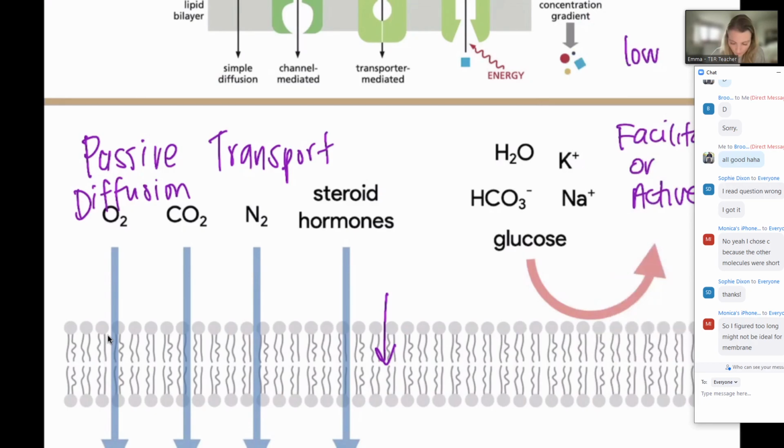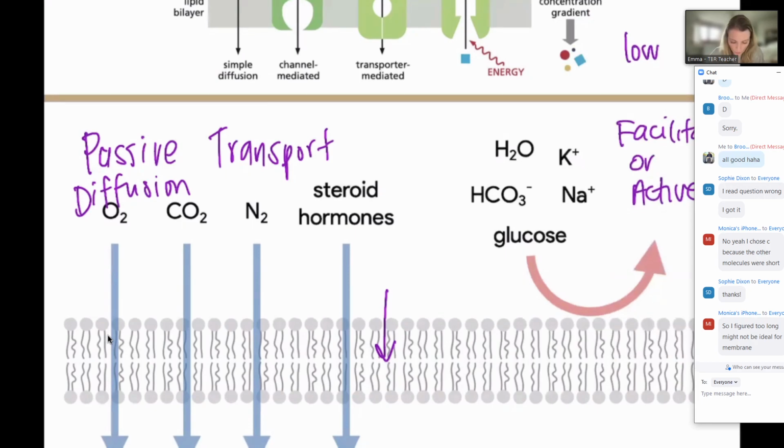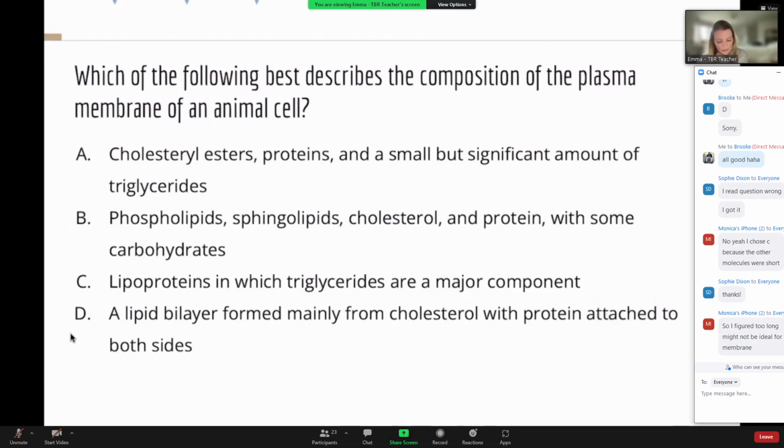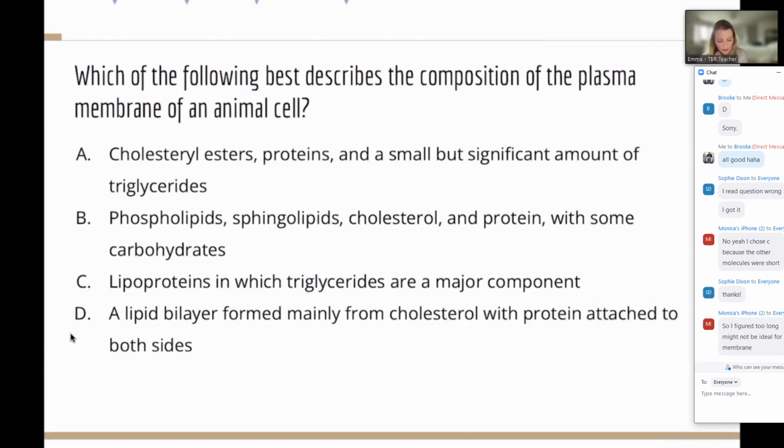So when we're thinking about this, here's a little question for you about the plasma membrane. Which of the following best describes the composition of the plasma membrane of an animal cell? A, cholesterol esters, proteins, and a small but significant amount of triglycerides. B, phospholipids, sphingolipids, cholesterol, and protein with some carbohydrates. C, lipoproteins, in which triglycerides are a major component. D, a lipid bilayer formed mainly of cholesterol with a protein attached to both sides.